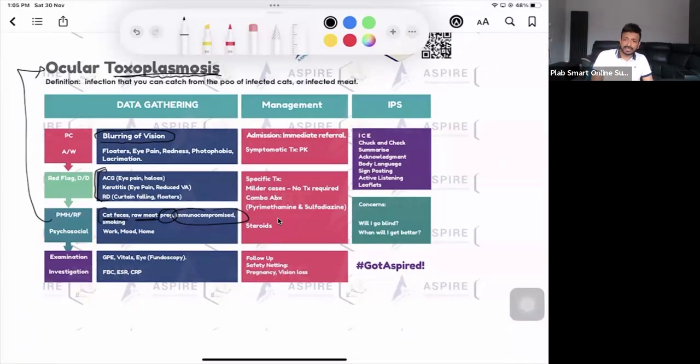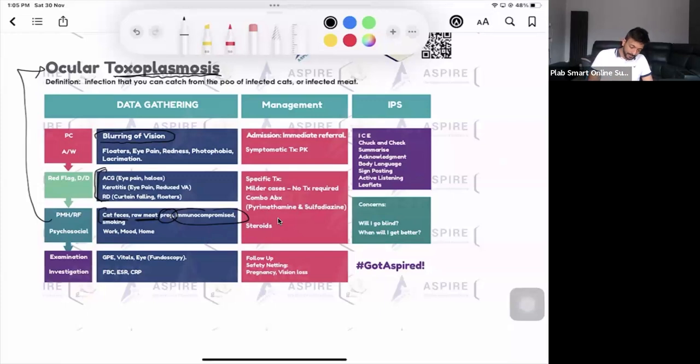Again, in most of the eye cases, you have got immediate referral. So if the patient is coming to the GP, the GP will make the call straight away to the eye clinic, and patient will be sent to the eye clinic maybe in a few hours on the same day, and the patient will be seen by the specialist.